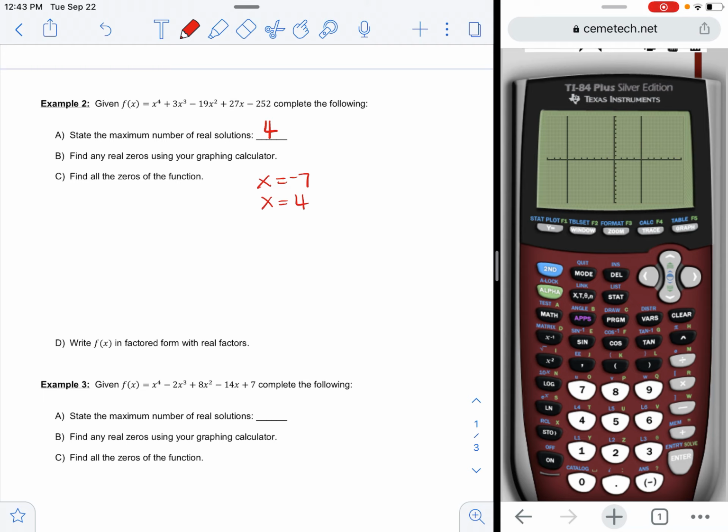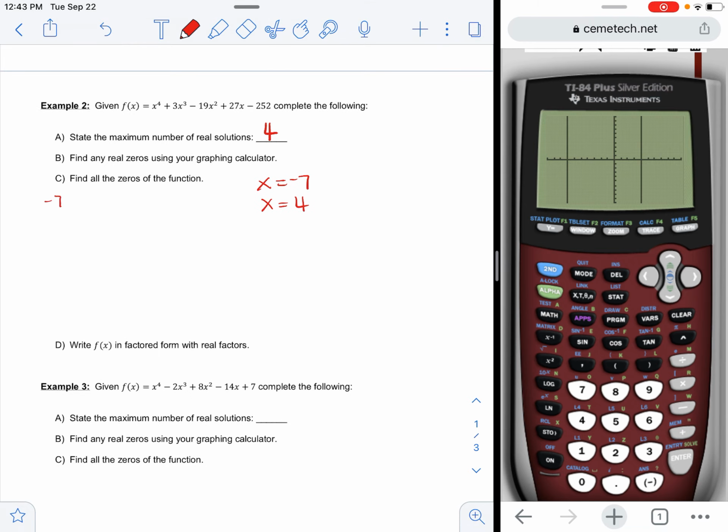Okay, so now what I want to do is find the other 2 zeros. In order to do that, I'm going to use synthetic division. I can start with the -7 or the 4. It does not matter. I'm going to start with the -7.